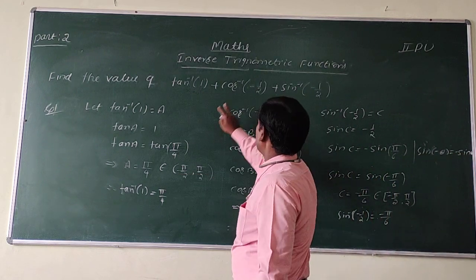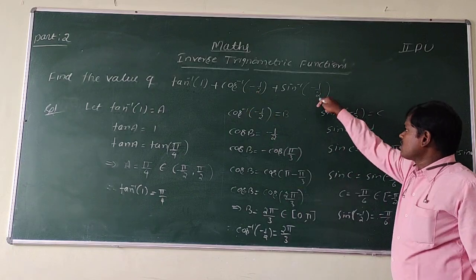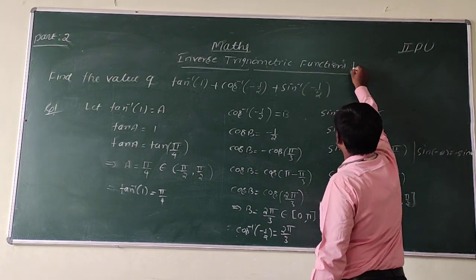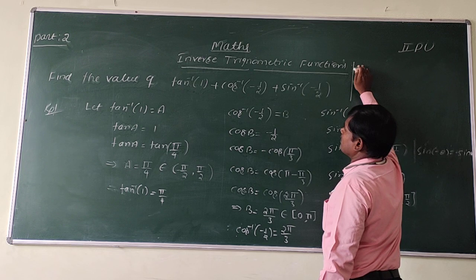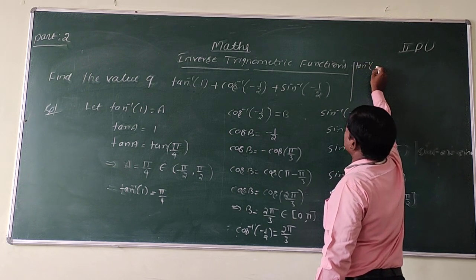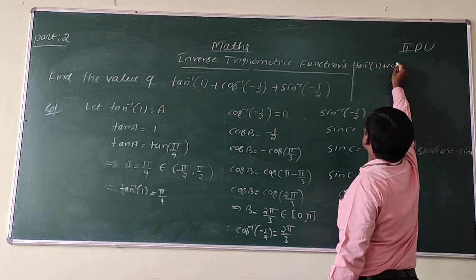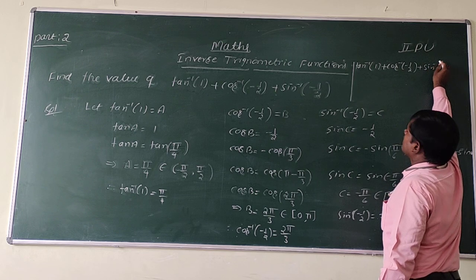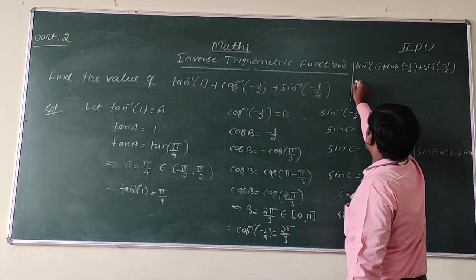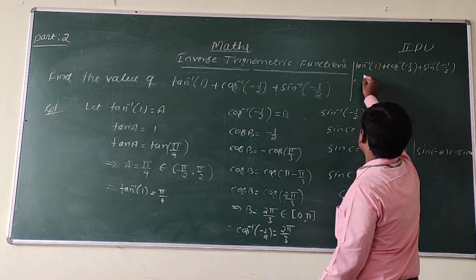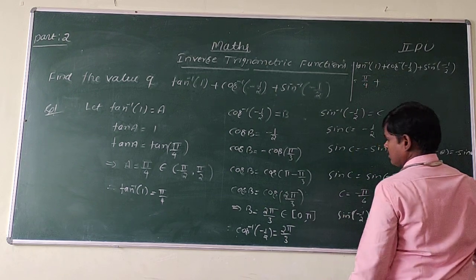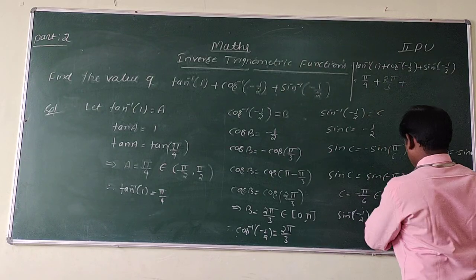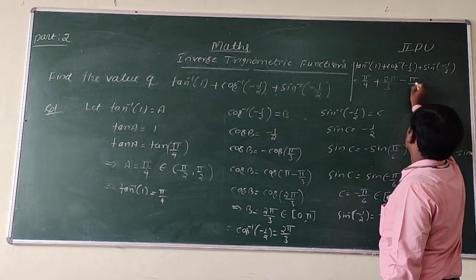So tan inverse of 1, cos inverse of minus 1 by 2, and sin inverse of minus 1 by 2. Therefore the value of tan inverse of 1 plus cos inverse of minus 1 by 2 plus sin inverse of minus 1 by 2 is equal to what? Pi by 4 plus cos inverse of minus 1 by 2, which is 2 pi by 3, plus minus pi by 6. This is minus pi by 6.